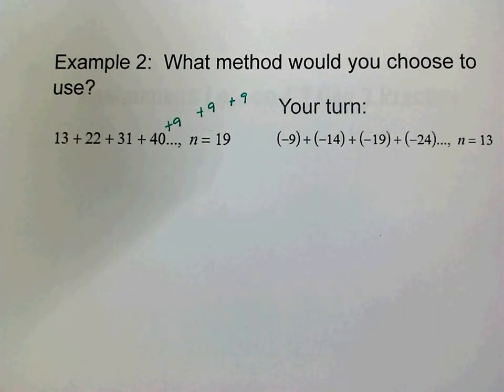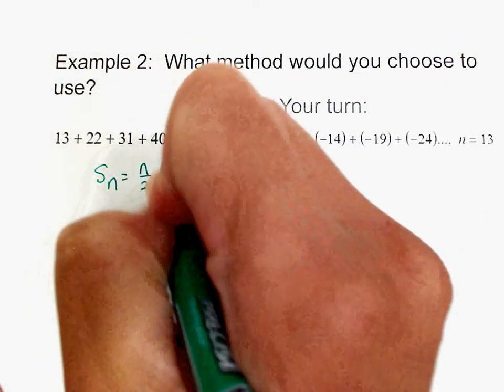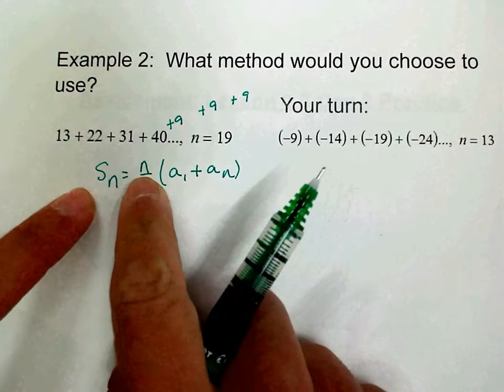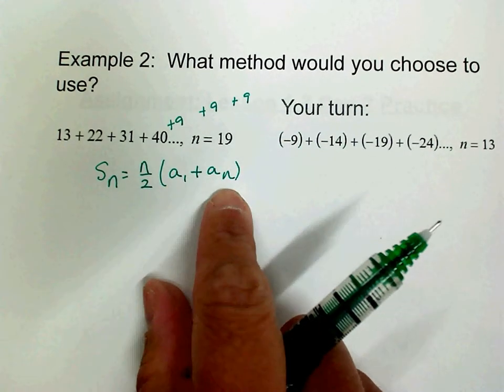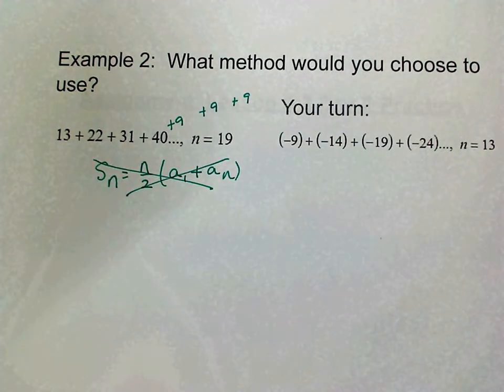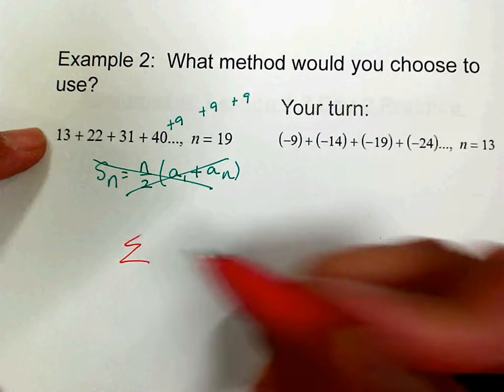Or if I use this formula, my summation, I know my n is 19. I know my first term is 13. Do you know the last term? I don't have a clue, so you may not want to use this formula. Okay? Let's try sigma. Draw your sigma.